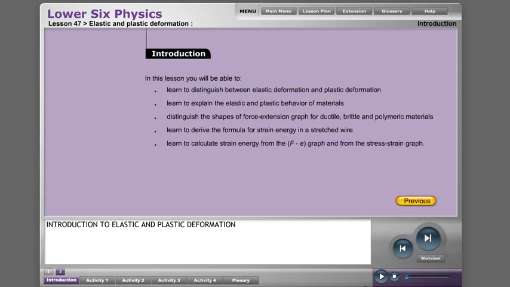In this lesson, you will learn to distinguish between elastic deformation and plastic deformation, learn to explain the elastic and plastic behavior of materials, distinguish the shapes of force extension graph for ductile, brittle and polymeric materials, learn to derive the formula for strain energy in a stretched wire, and learn to calculate strain energy from the FE graph and from the stress-strain graph.